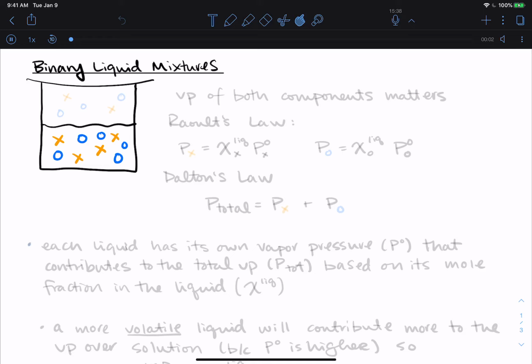Our last topic in this section is binary liquid mixtures. So it is still a solution, but since both of the components started out as a liquid, we have to consider the vapor pressure of both parts. So basically for this section, we're only going to worry about vapor pressure over the solution. It's just going to be a little bit more involved than when we did the vapor pressure of other solutions. So the summary is that the vapor pressure of both components matters.